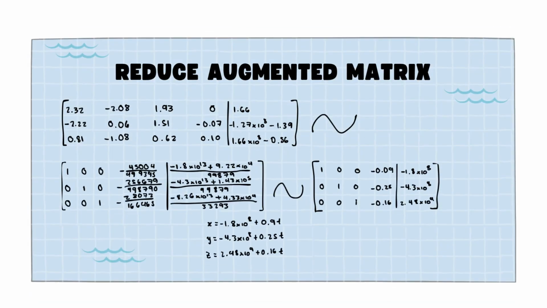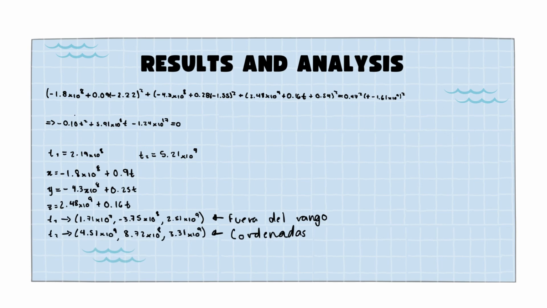This is the way the augmented matrix ends up being, and through some calculus and some procedures of Gauss-Jordan, we end up having the last reduced augmented matrix, and we end up with three equations: x equal to minus 1.8 times 10 to the 8th power plus 0.9 t, y equal minus 4.3 times 10 to the 8th power plus 0.25 t, and z equal to 0.48 times 10 to the 9th power plus 0.16 t.